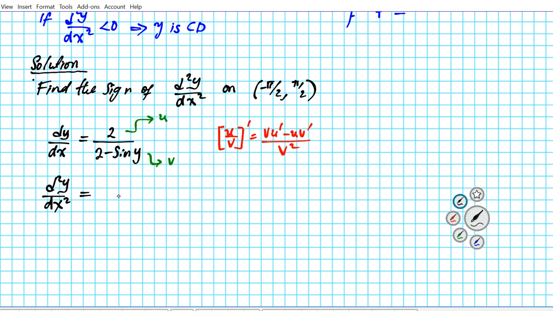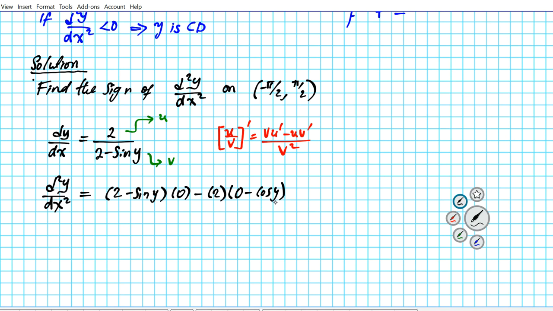So in this problem, we're going to have v, which is 2 minus sine y, times u prime, which is 0, minus u, which is 2, times v prime. So the derivative of 2 is 0, minus the derivative of sine y, which is cosine y. Okay, ladies and gentlemen, we're differentiating with respect to x, so it's still implicit differentiation, right? So when we differentiate sine y, there's a dependence on x. Okay, so we have negative cosine y.